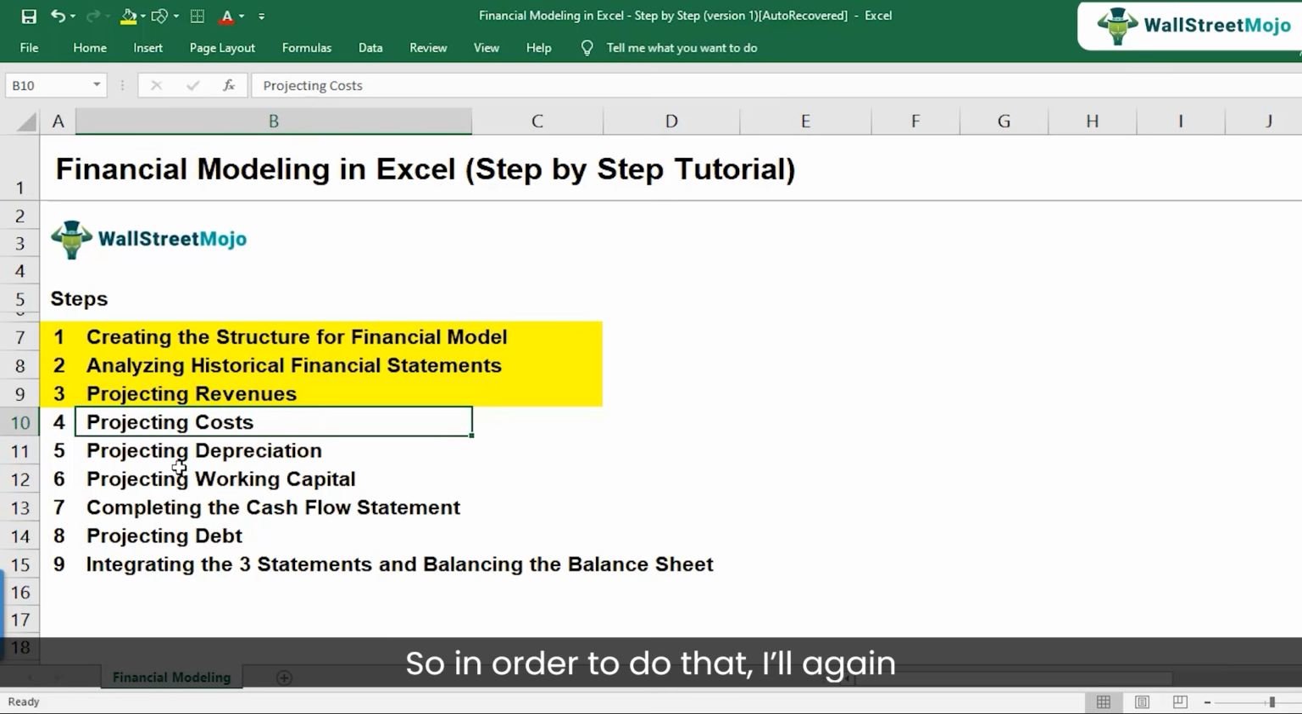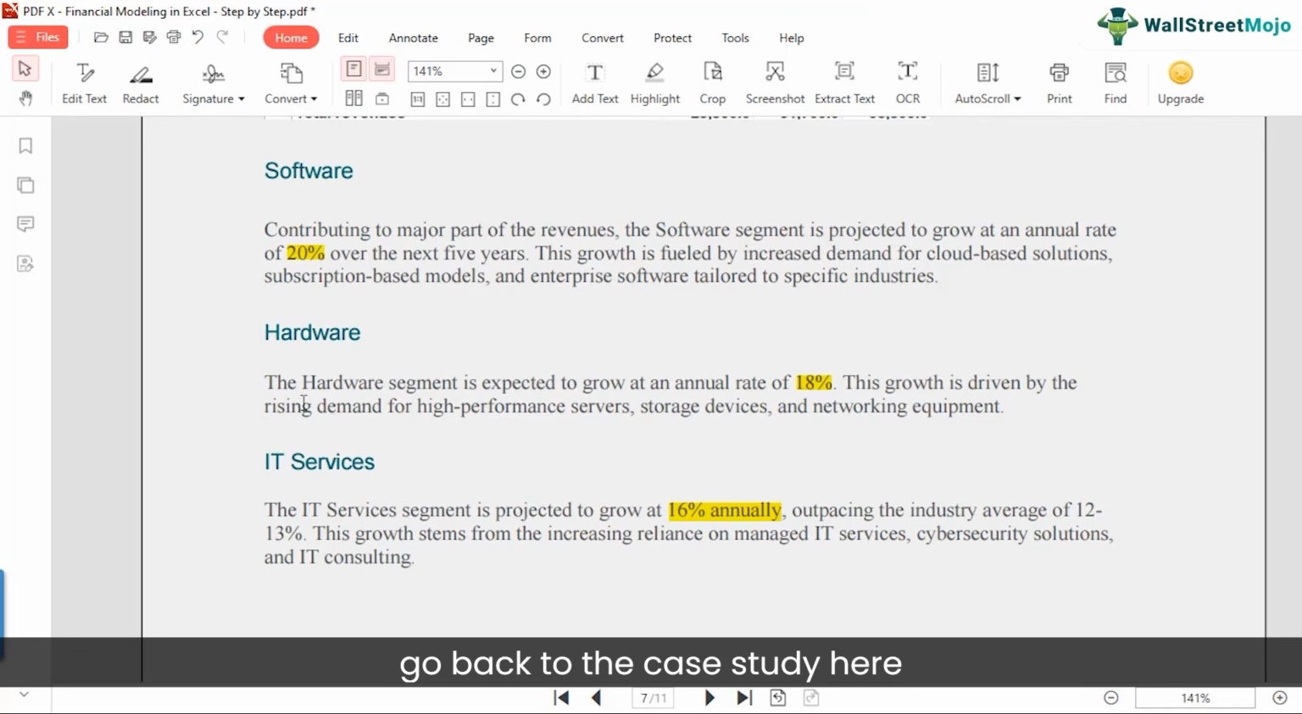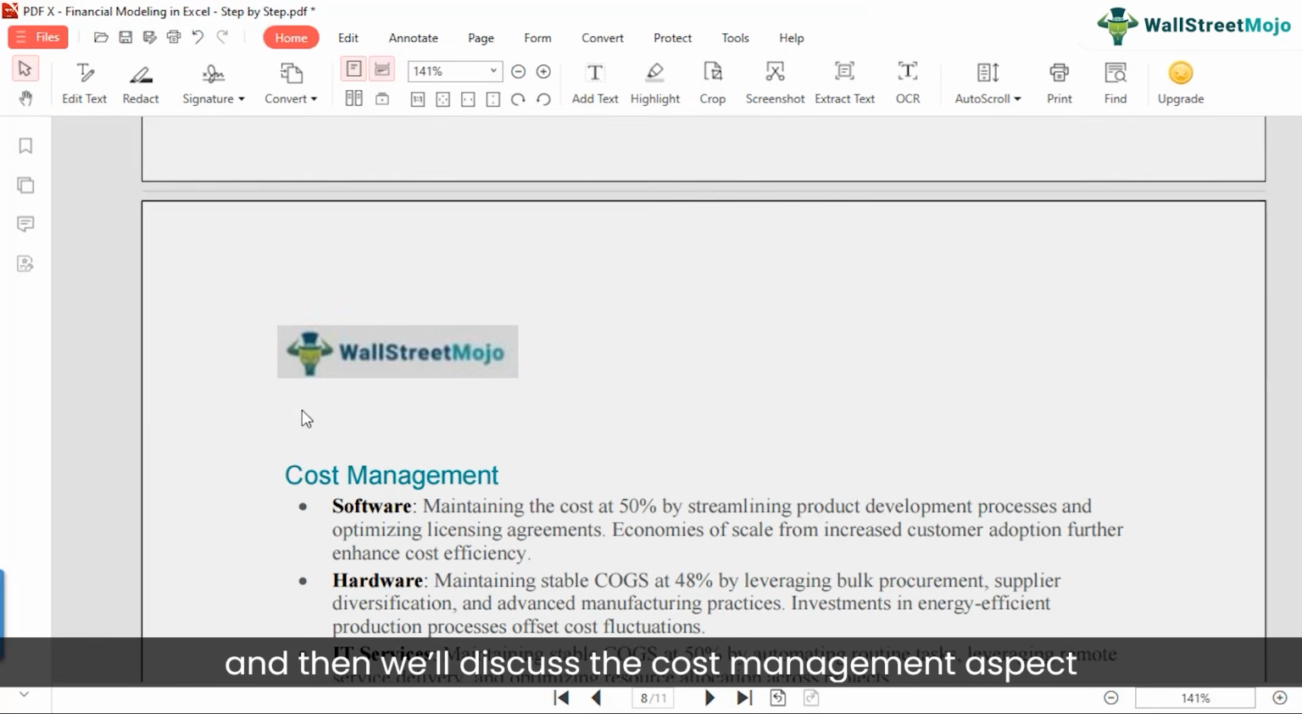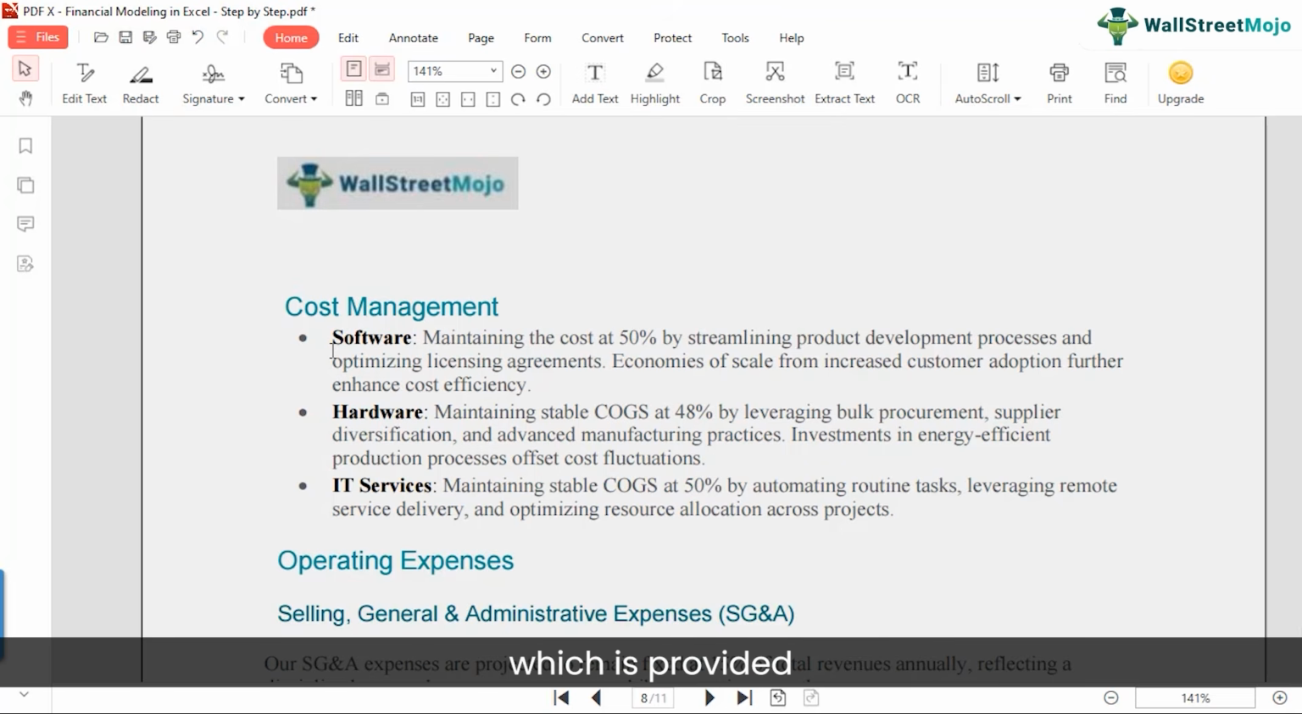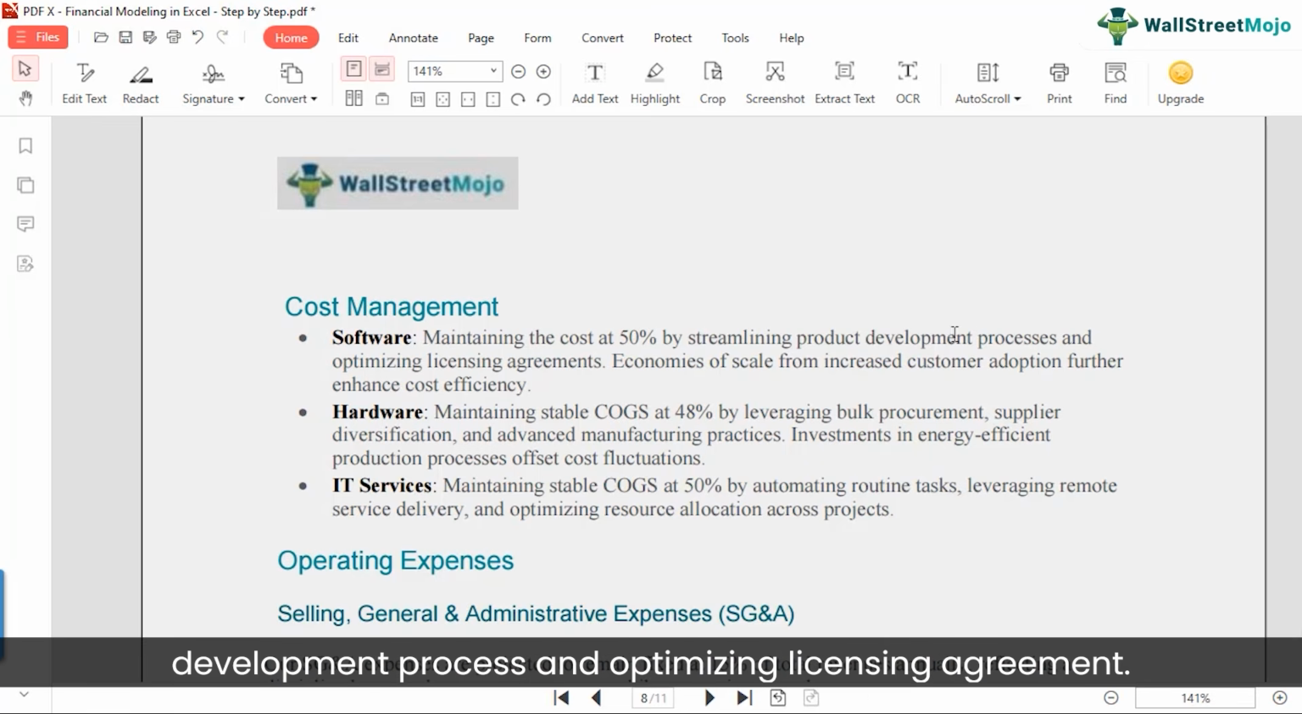So in order to do that, I'll again go back to the case study here, and then we'll discuss the cost management aspect, which is provided in the management discussion and analysis section. Okay. So Epic Solutions software segment, right? Here, maintaining the cost at 50% by streamlining product development process and optimizing licensing agreements.